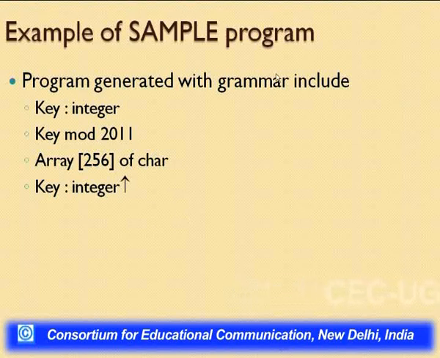Okay, programs generated with the grammar include integers, and they may include something like a key mod 2011, an array of 256, or a character. I mean, these are the things that we may find in our program. We'll do an example in which we'll describe these components in depth.